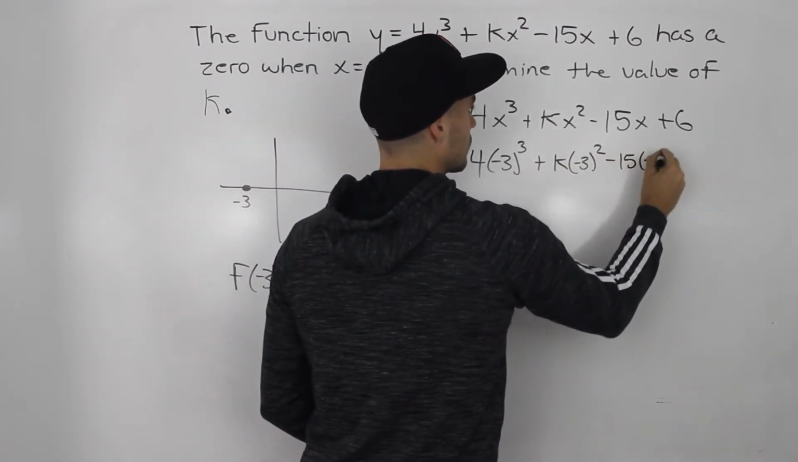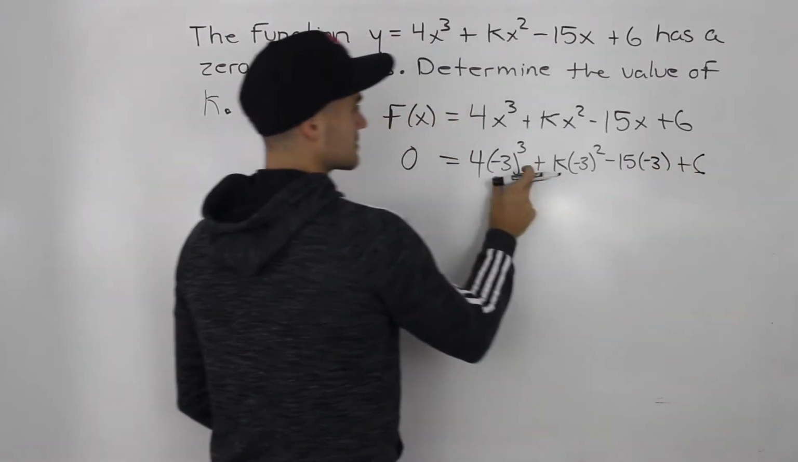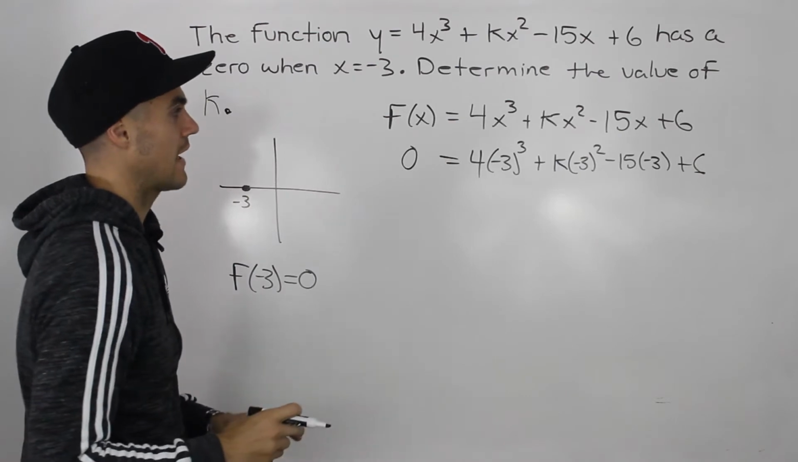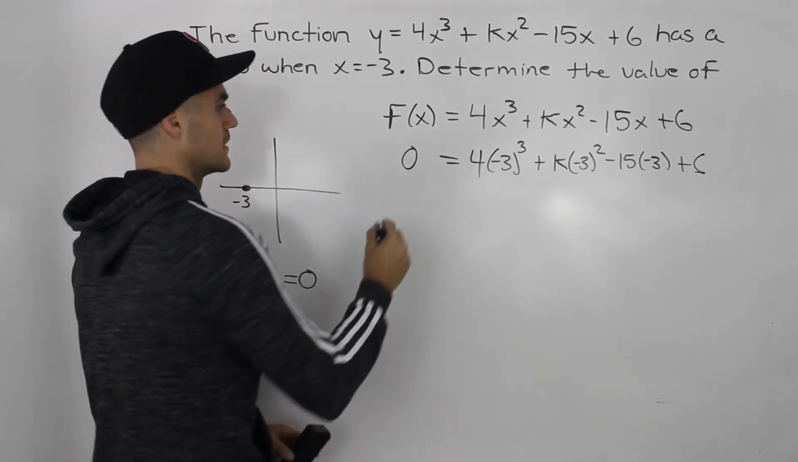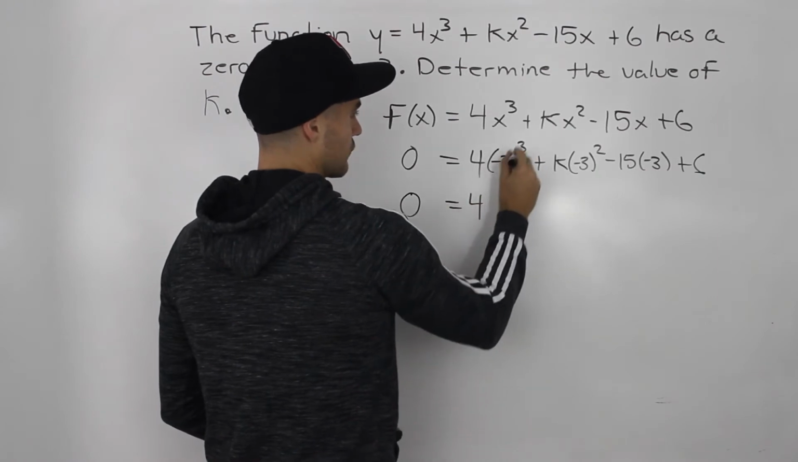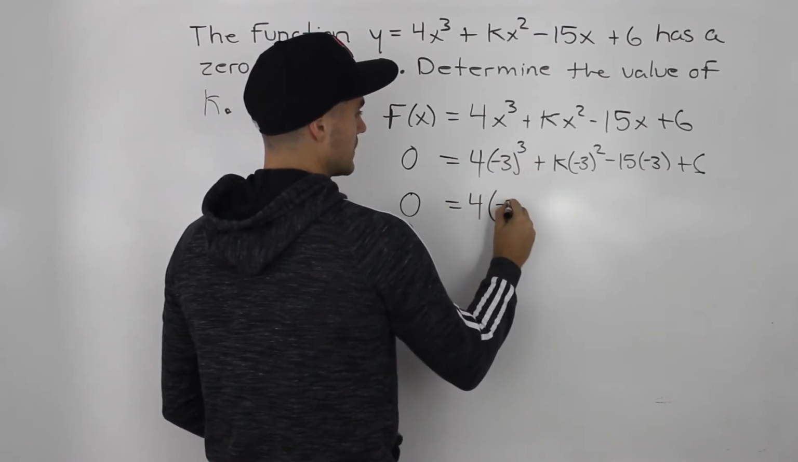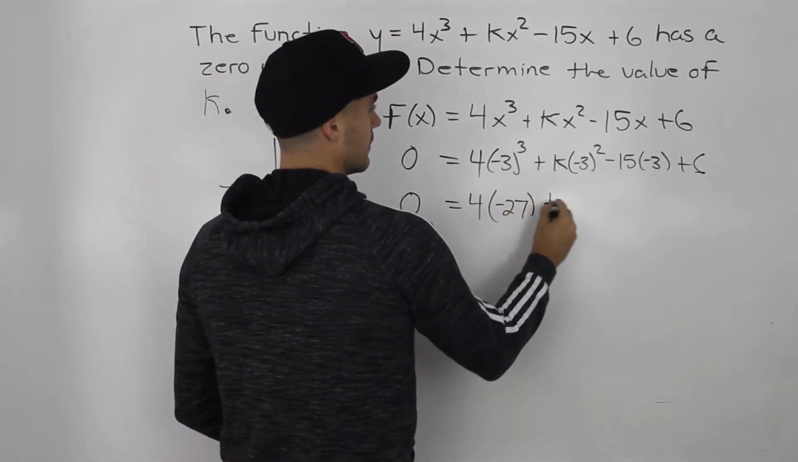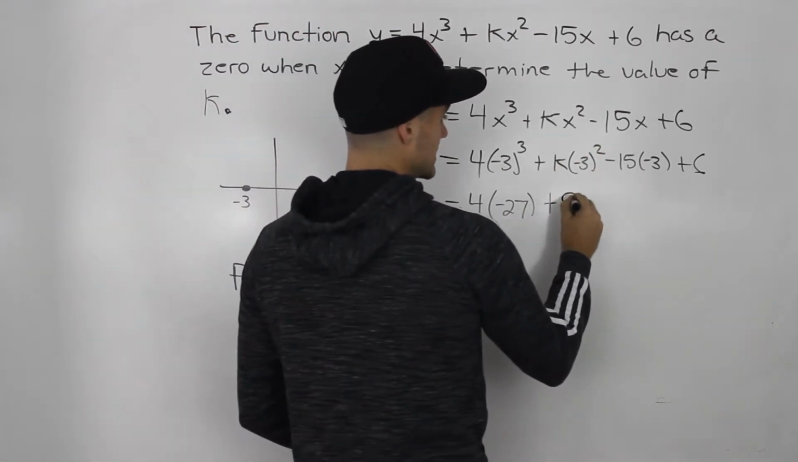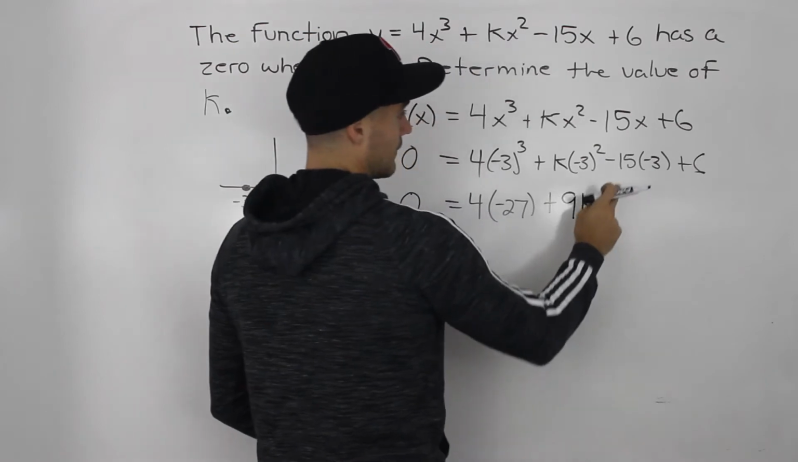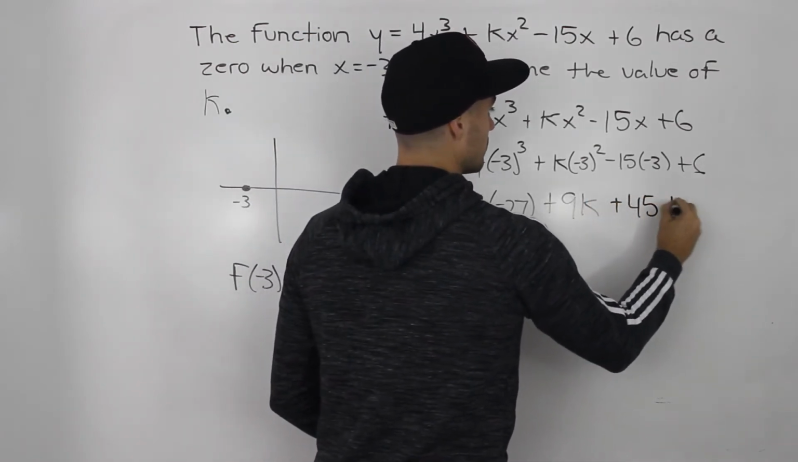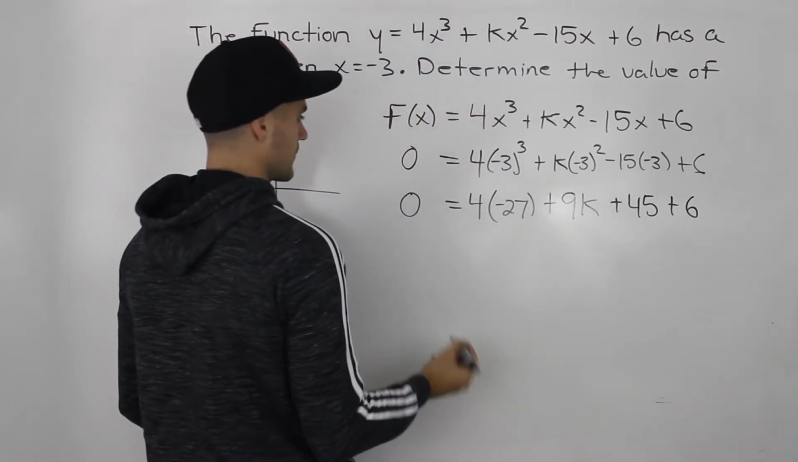Remember to put that -3 always in brackets for all of the x values, just so you don't slip any negatives. So -3 to the power of 3, we got to do the exponent first. That would be -27. -3 squared is +9 times k would give us 9k. And then -15 times -3, that gives us +45 plus 6.